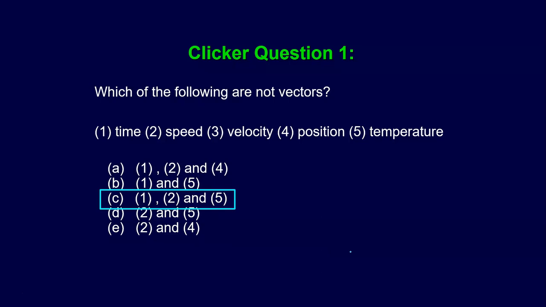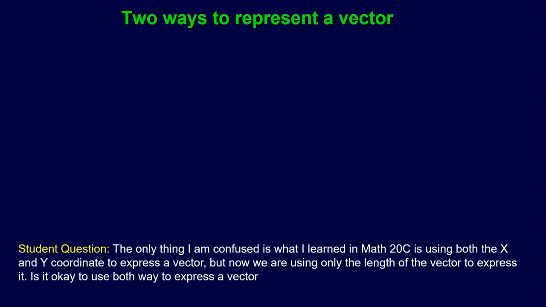All right, so I got C. The following that are not vectors: time is not a vector, speed, as we just talked about, is not a vector, and temperature is also not a vector. These three things have just a magnitude associated with them, and then velocity and position are going to be two of the most important vectors that we will deal with as we go through the course.